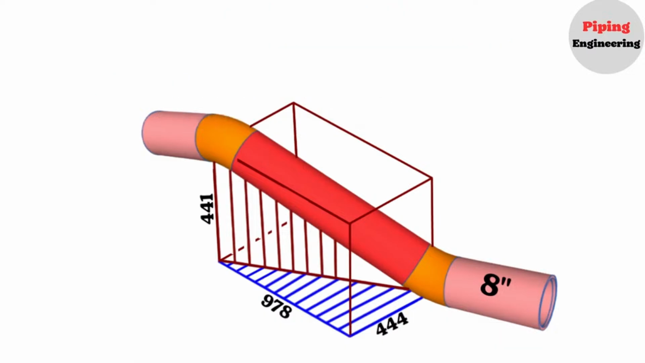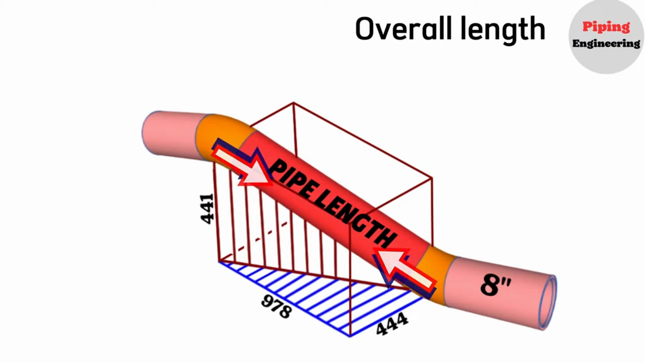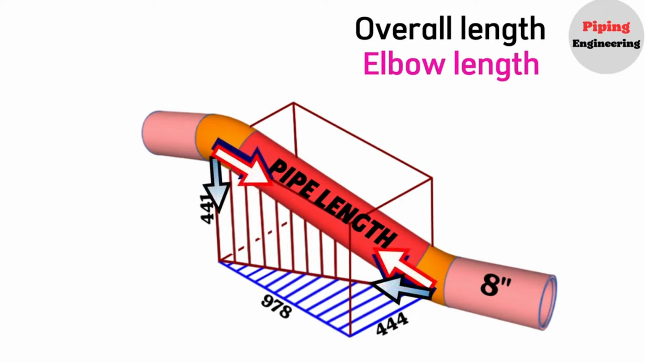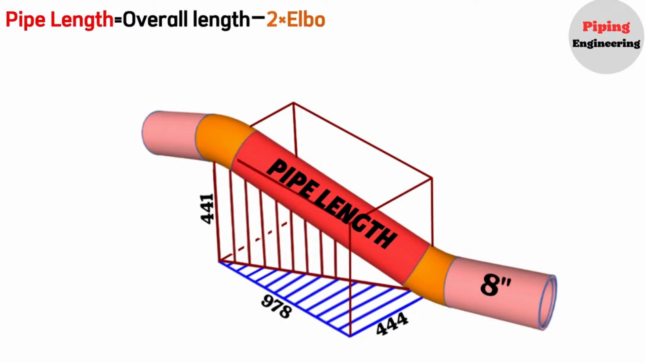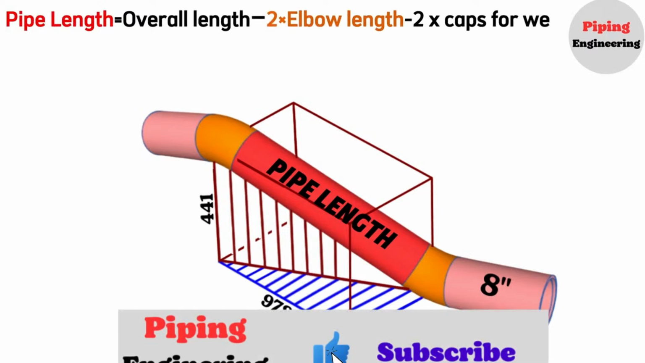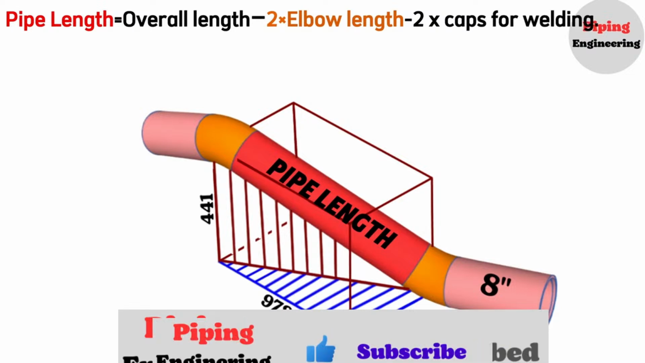To determine the length of a pipe section between two elbows in a pipeline, we will follow these steps. Calculate the overall length and the center-to-center distance between the two elbows. Determine the angle, length of the elbows, and their takeoff dimensions. Finally, subtract the elbow lengths and welding gaps from the overall length. The formula can be expressed as: pipe length equals overall length minus 2 times elbow length minus 2 times gaps for welding. We will perform all these calculations step by step on this 8-inch pipeline section.